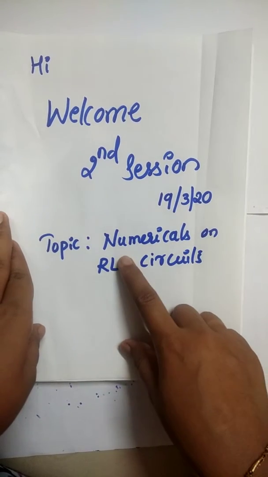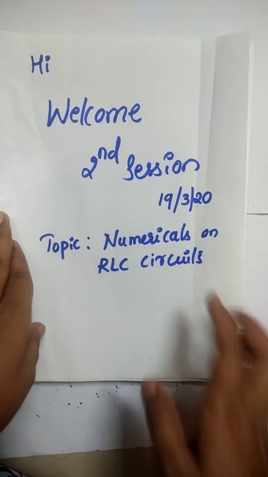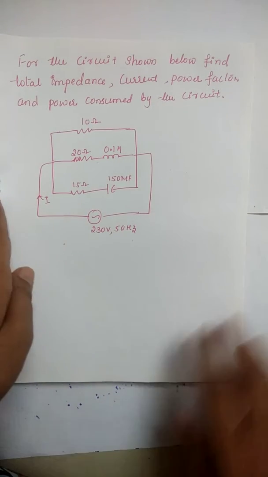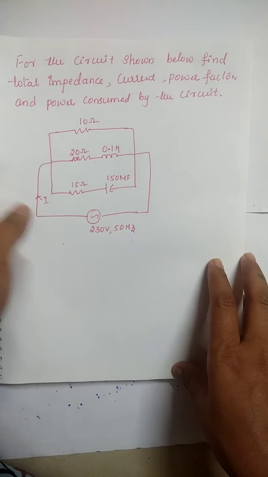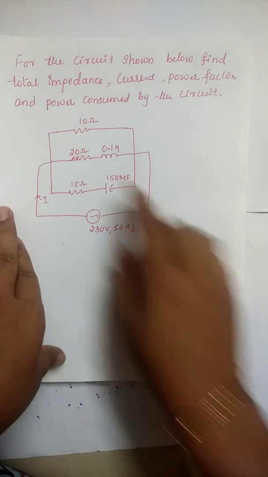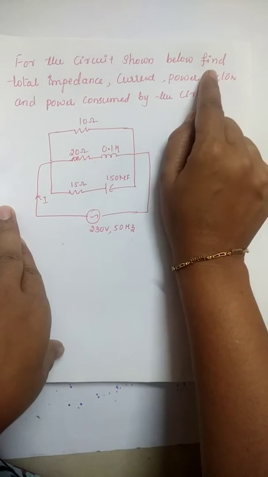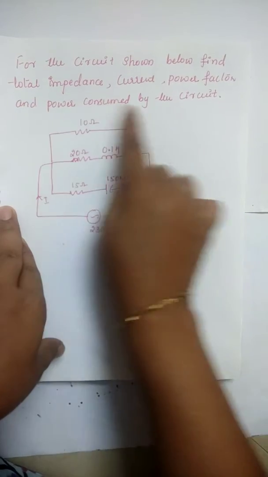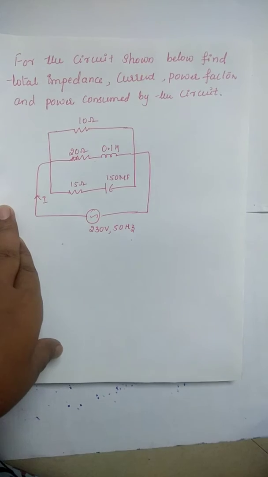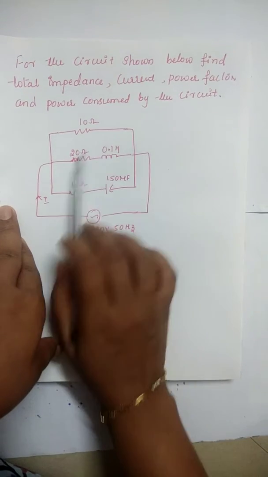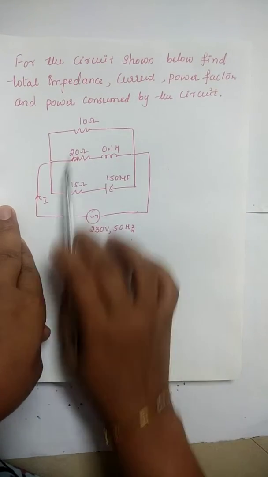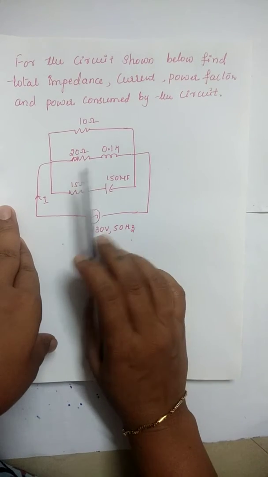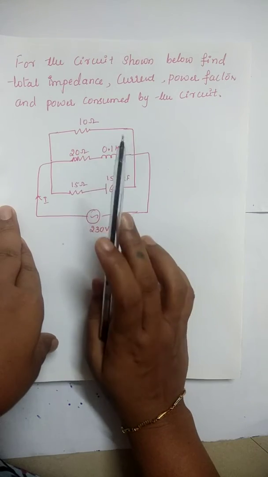Today we are going to deal with the numericals on RLC circuits. Okay, let's observe the circuit which they have mentioned. For the circuit shown below, find total impedance, current, power factor, and power consumed by the circuit. It is an R, RL and RC circuit connected in parallel. Okay, so now observe, this is not an RLC series circuit.